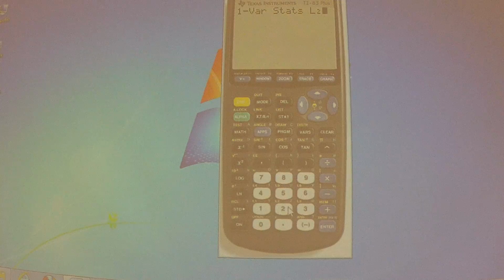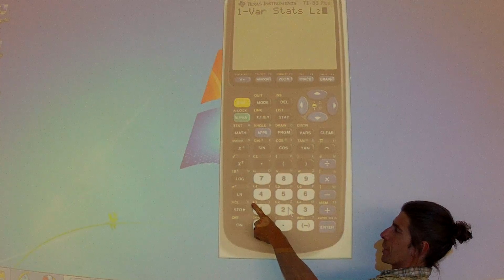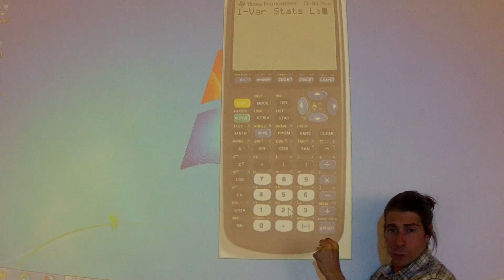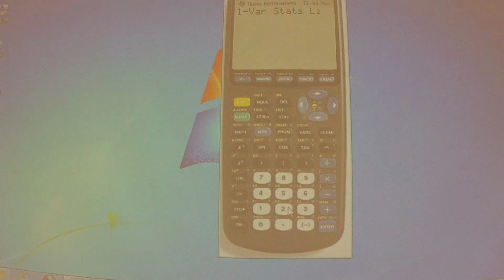So second function, which on this is yellow, and I'm not sure if it's that way on the 84s. Is it blue on the 84s? It's blue on the 84s, right? So the second function, and you can see it's a little blurry on mine, but do you see how above your number keys there's L1, L2, L3, L4, L5, and L6? Yeah. So that's how you call your lists. You actually call your lists from there. There you go. Press enter.